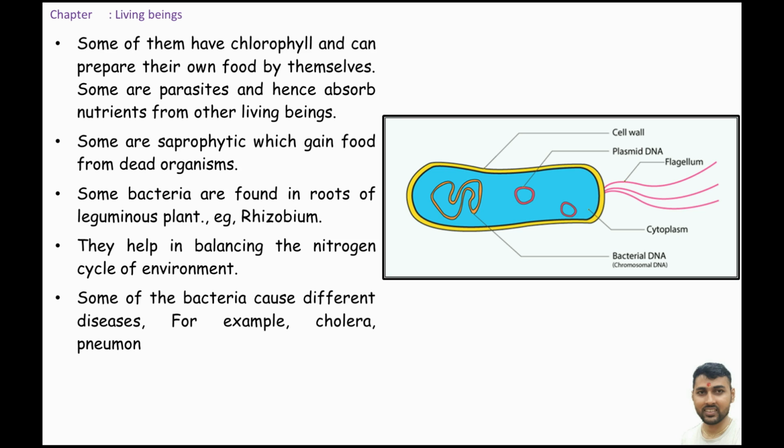Some bacteria cause different types of disease, for example cholera, diarrhea, pneumonia, typhoid. I already told you, cholera is caused by the bacteria Vibrio cholerae. Typhoid is caused by the bacteria Salmonella typhi. You need to remember at least 2-3 diseases. What are they? Cholera, pneumonia, diarrhea, typhoid. These are the diseases caused by bacteria.